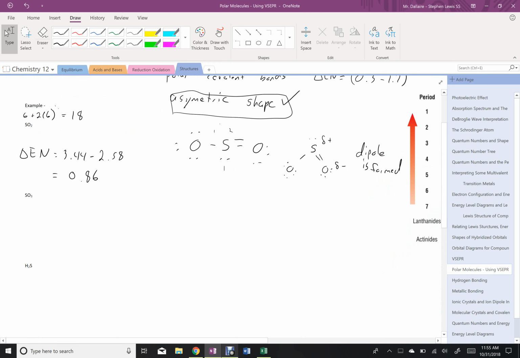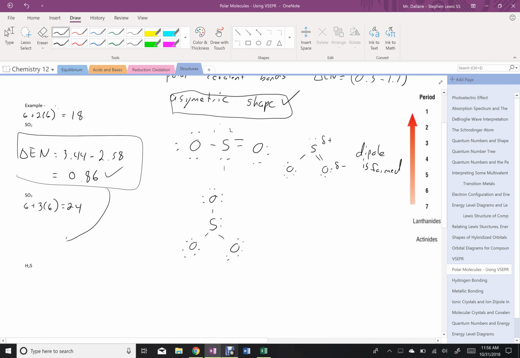Let's look at another one here. Now we'll go very slightly differently with SO3. Now counting electrons: 6 plus 3 times 6 is 24. Oops, I didn't restate this. I'm still dealing with sulfur and oxygen, so I still have my electronegativity difference of 0.86, and so I'm still dealing with polar bonds. I didn't think I needed to repeat that part because I did it for the last one.